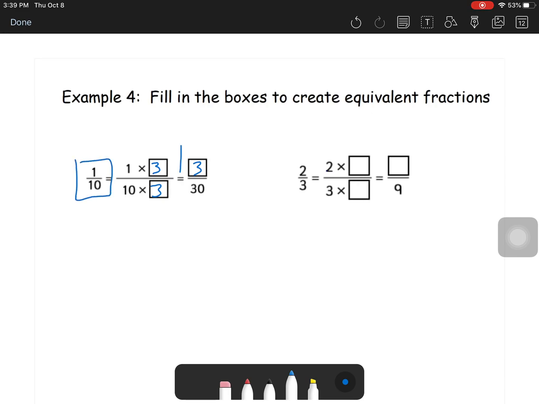So what they're saying is 1/10 and 3/30, those are the same value, but they just look different. And sometimes we need to make them look different so that we can add or subtract with another fraction.